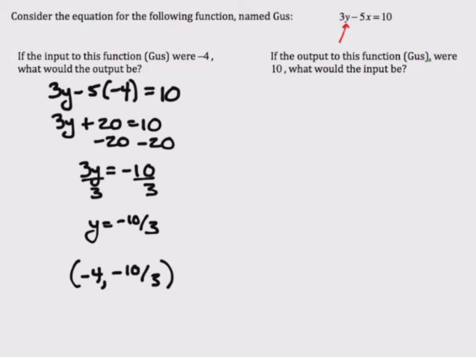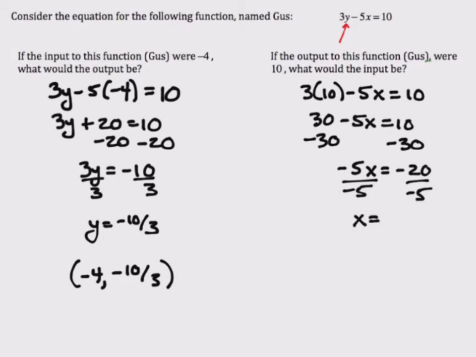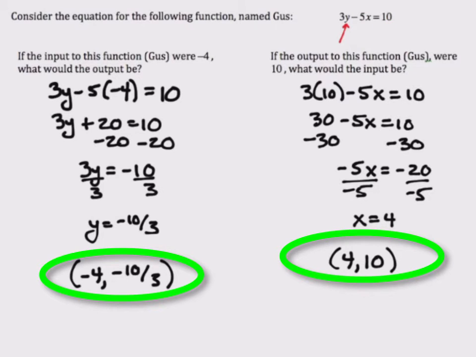So we've got 3 times 10 minus 5 times x equals 10. Again, we've got an equation to solve, and I trust that you know how to do it. So we see that when the output to this function is 10, the input is 4. And if we want to consider that equation again as just an equation with solutions, here we've got 2 of the infinitely many solutions to that equation up there with 2 unknown variables.